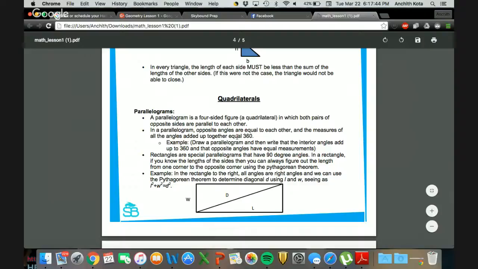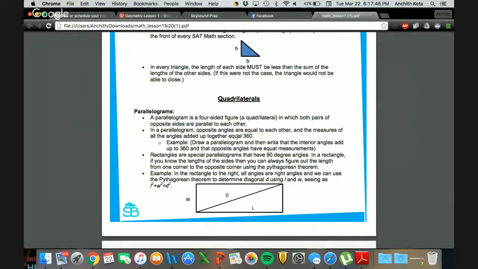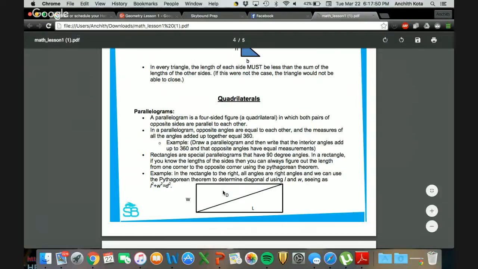In a parallelogram, opposite angles are equal to each other, and the measures of all angles added up equal 360. So opposite angles are equal to each other, as you can see. And if you add these up, these are 4 90-degree angles, so 4 times 90 is equal to 360. This works for any parallelogram, not just this particular rectangle, though. Which goes to my next point.